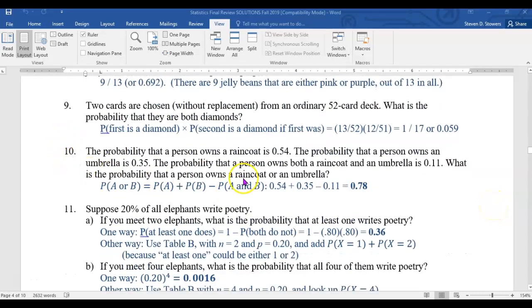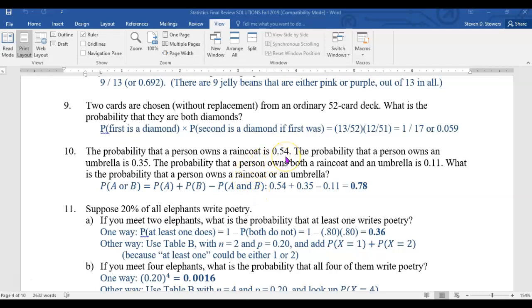The next one is an or question. What's the probability that a person owns a raincoat or an umbrella? The rule for or questions: the probability of A or B equals the probability of A plus the probability of B minus the probability of A and B.